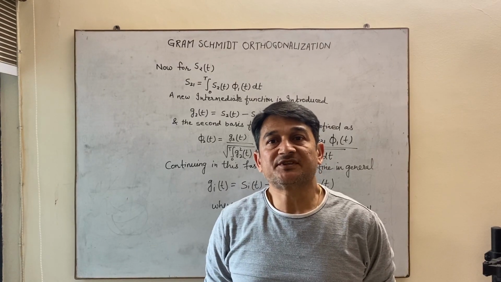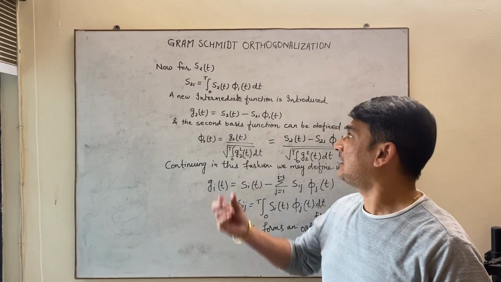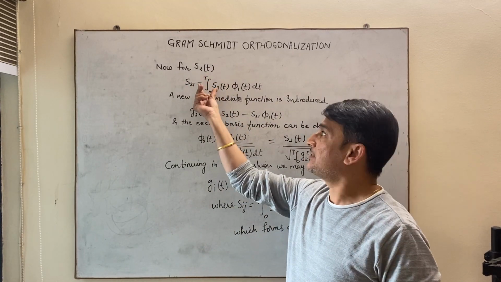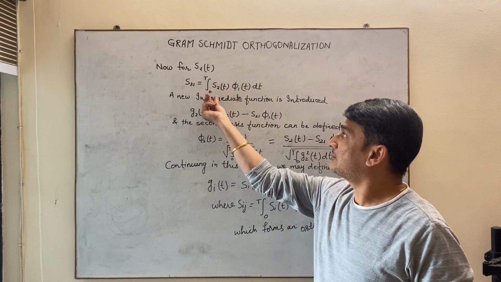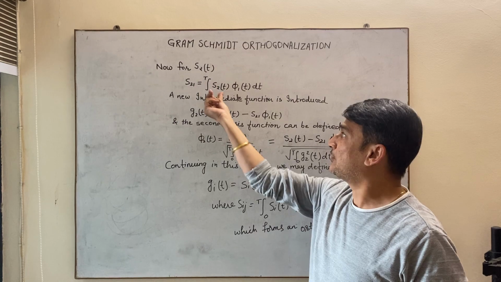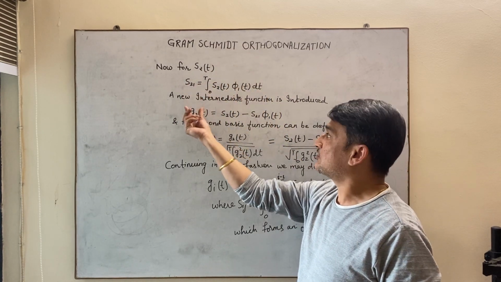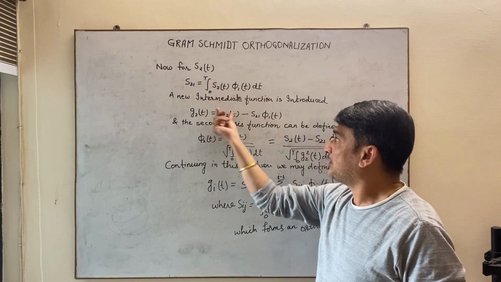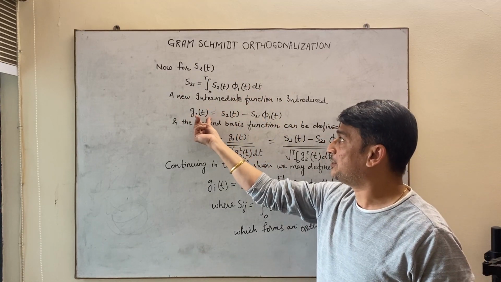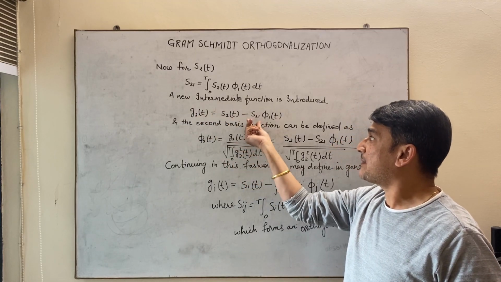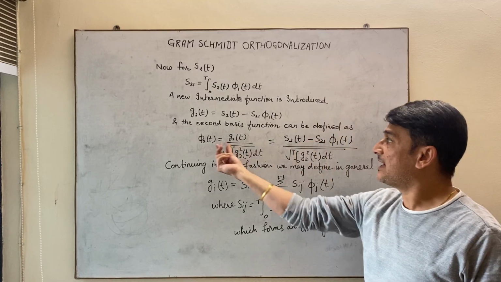After the basis function phi1(t), now we will select the second signal S2(t), and for S2(t) we will take S21, which is equal to the integration over the limit 0 to T of S2(t) phi1(t) dt. This is how you can calculate the value of S21. After that, a new intermediate function is introduced for further calculation, which is G2(t). G2(t) is equal to S2(t) minus S21 phi1(t), and the second basis function can now be defined by phi2(t).